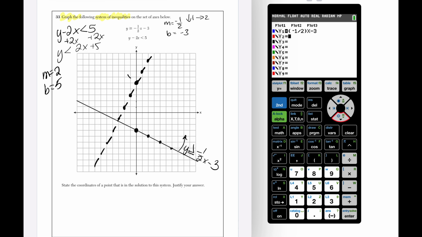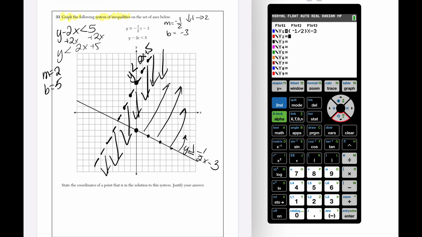Okay, and here's my equation. Y is less than 2x plus 5. So I'm going to go down on this line. So I want this part, and on the other one, I'm going up. So where do they overlap with each other? They overlap with each other here in this section. So this is where my solution is. So I'm going to put my big S there. And now I've actually graphed my system of equations.